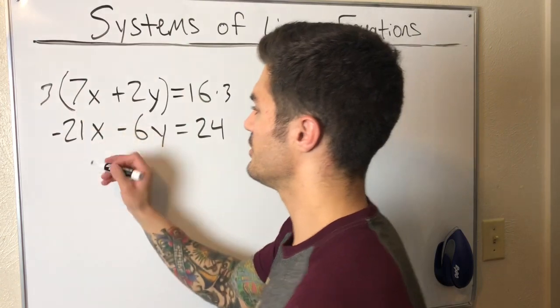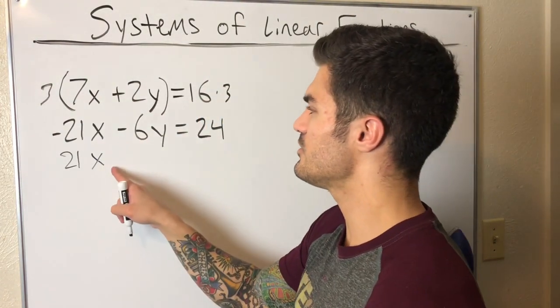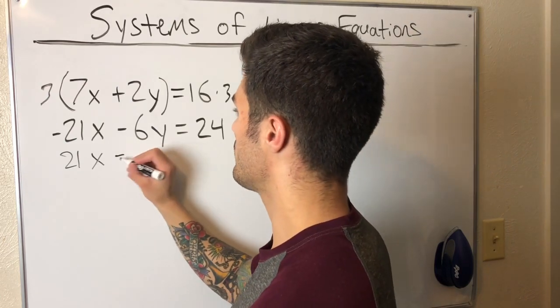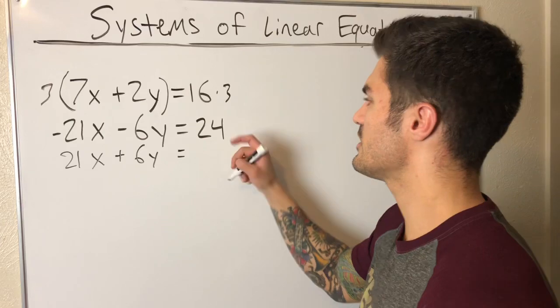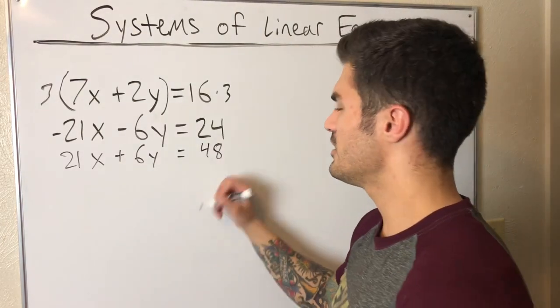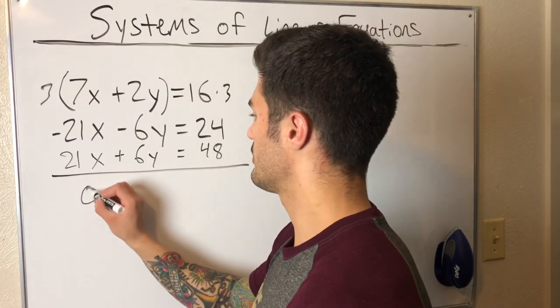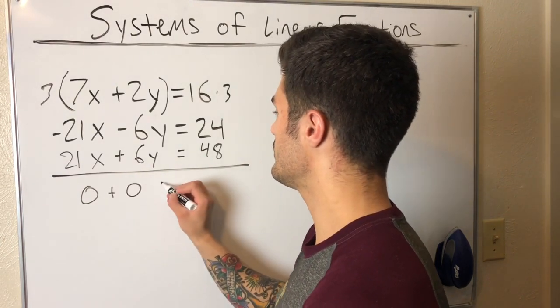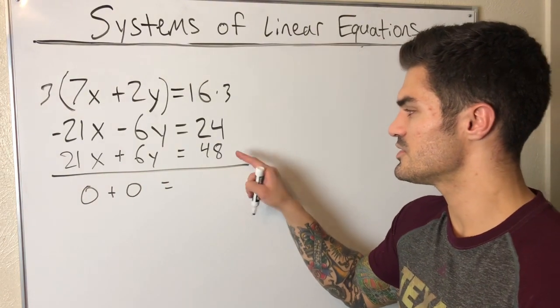So what am I left with here? 21x. I'm rewriting this down here. 21x plus 6y equals 16 times 3, that's 48. And again, when I add down, look what happens. I have 0 plus 0 equals 24 plus 48, that's what? 72.